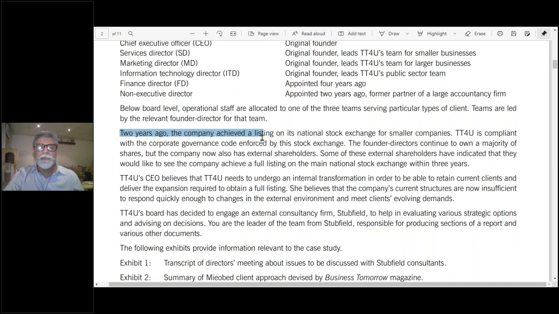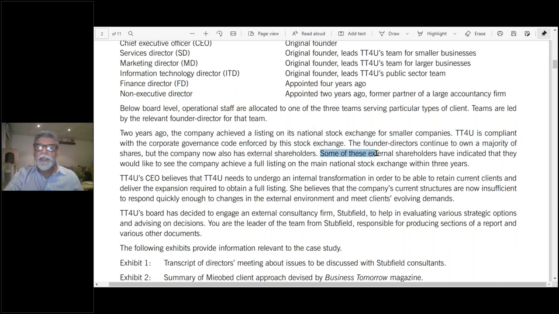The company achieved a listing on its national stock exchange for smaller companies. So it's kind of a listed company. TT4U is compliant with the corporate governance code enforced by the stock exchange. The founder directors continue to own a majority of the shares, but the company now has external shareholders. Interesting. But I'm sure they must be in minority because the majority is owned by the founding director.